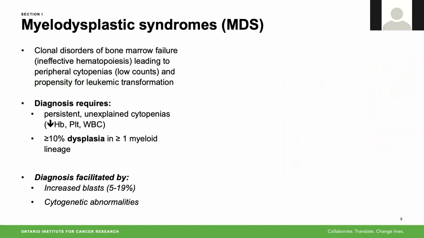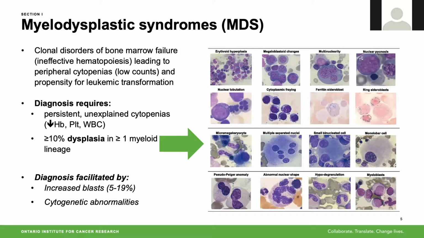So when I started as a resident and as a junior faculty, I identified an area of need as a pathologist: myelodysplastic syndromes. These are clonal disorders of bone marrow failure where the bone marrow stem cells are defective. They produce abnormal looking cells or dysplastic cells, and this leads to low counts in the periphery. These can also transform to leukemia, acute myeloid leukemia. To diagnose this, we need unexplained cytopenias, so low hemoglobin, platelets, white cells, and at least 10% dysplasia in at least one of the myeloid lineages.